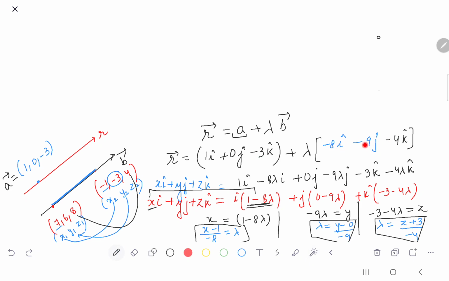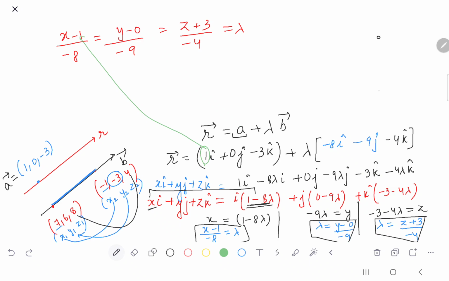Just have a look at the vector equation, the Cartesian form. It is x minus 1 over minus 8 equals y minus 0 over minus 9 equals z plus 3 over minus 4 equals lambda. Now you tell me, this is lambda? Just compare a little bit. Do you understand that this 1 here is coming here? This 0 from the point is coming here. And this minus 3 is coming here.